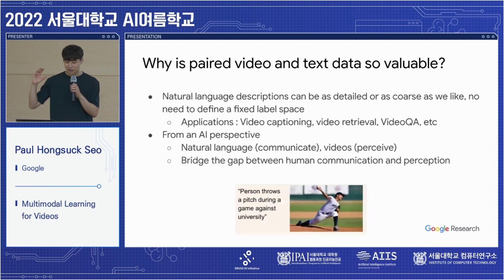I would like to point out that natural language is used for communication, while videos are used for perception. You perceive the world through the visual modality, and then you express and communicate it through natural language. So there should be some connection between those two modalities, and that's what these video and text datasets are doing. So this is quite an important dataset.